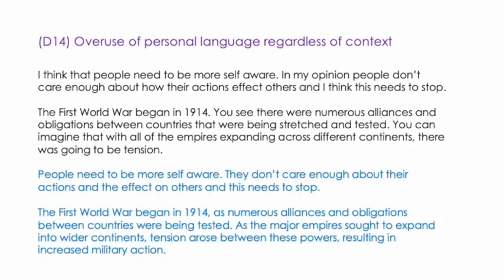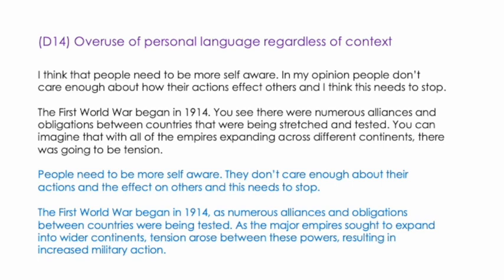In our improved examples, you can see what I've done to the first sentence. "People need to be more self-aware. They don't care enough about their actions and the effect on others, and this needs to stop." By removing the personal language, I've actually strengthened what I was saying, and as well as that, I've been more direct and concise, which we know is a good thing in writing.